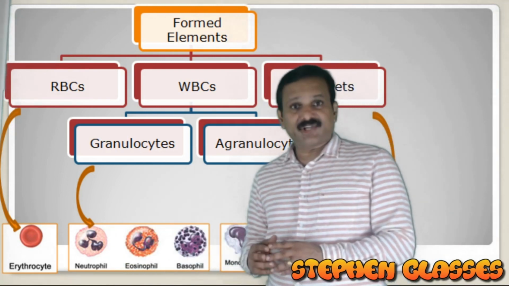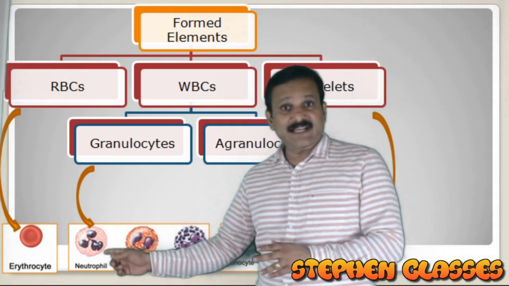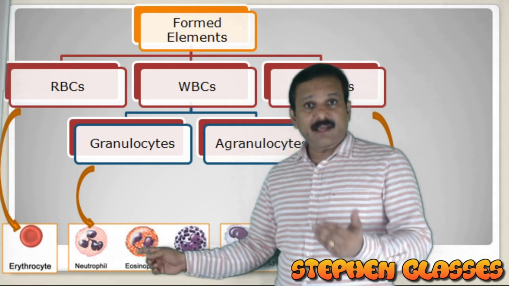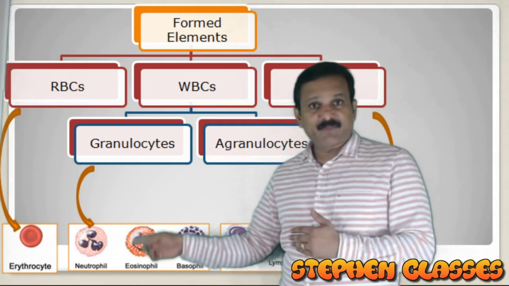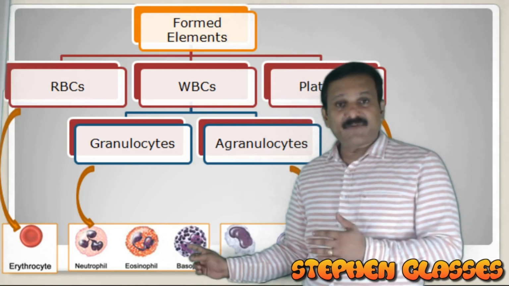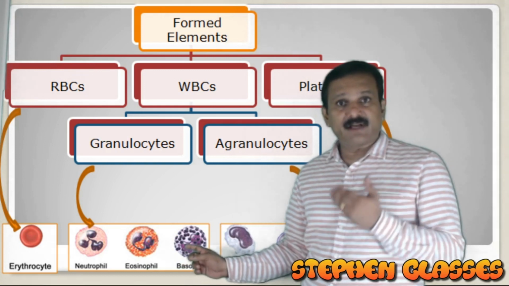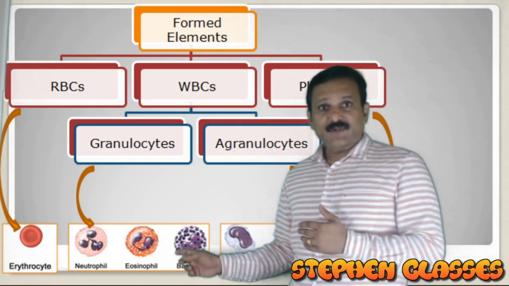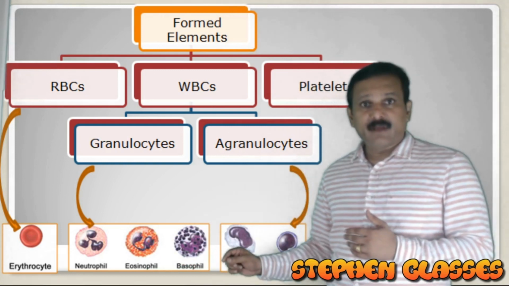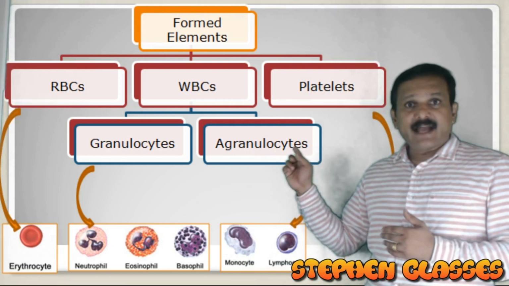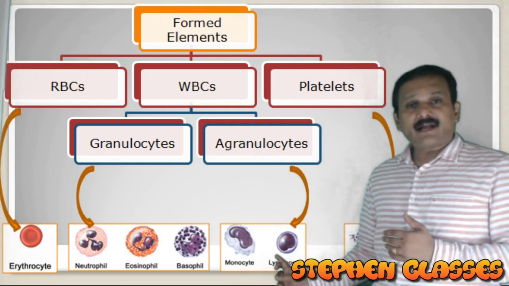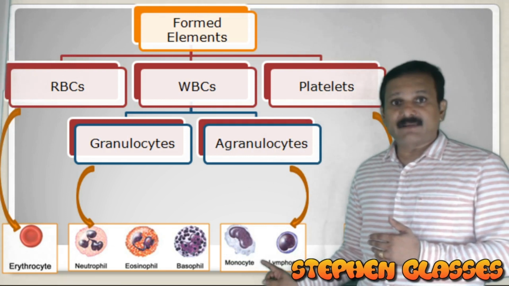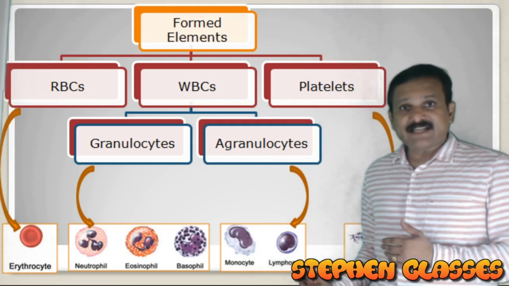And you know their function. Neutrophils are phagocytic in their function. What about eosinophils? They are involved in allergic reactions. Basophils secrete serotonin, heparin, histamine, etc. That is the function of basophil. What about agranulocytes? Agranulocytes have a clear cytoplasm. They don't have granules in their cytoplasm. Examples are monocytes and lymphocytes.